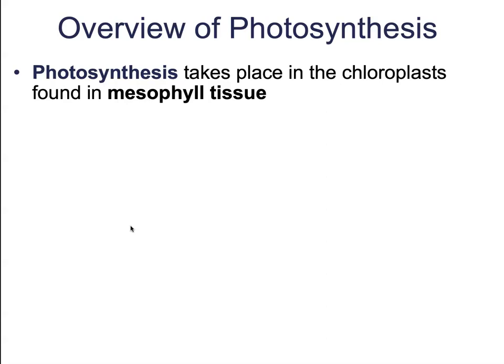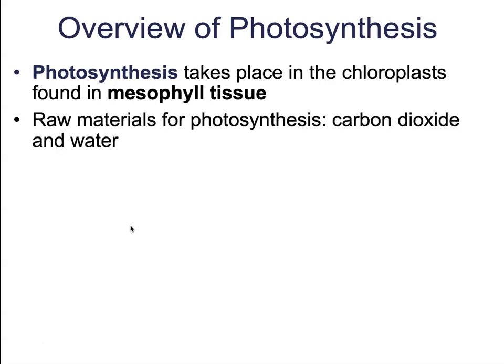So photosynthesis is going to take place in the green portions of plants, specifically in the leaves, which contain mesophyll tissue. Mesophyll tissue is specifically optimized for photosynthesis. The tissue is made up of cells that contain a large number of chloroplasts, which is the organelle responsible for photosynthesis. The raw materials for photosynthesis are carbon dioxide and water.